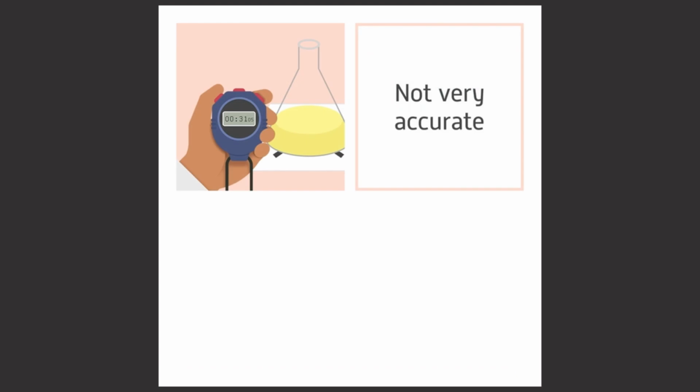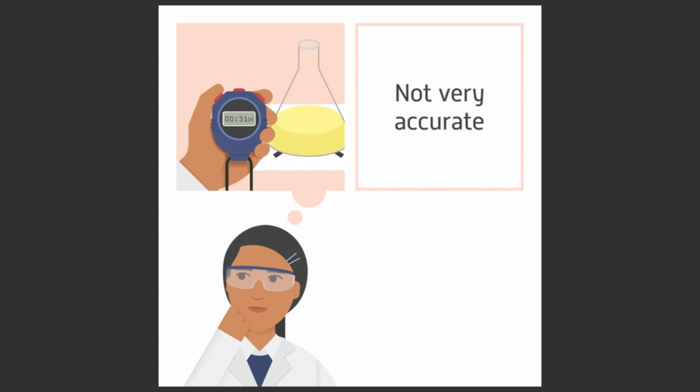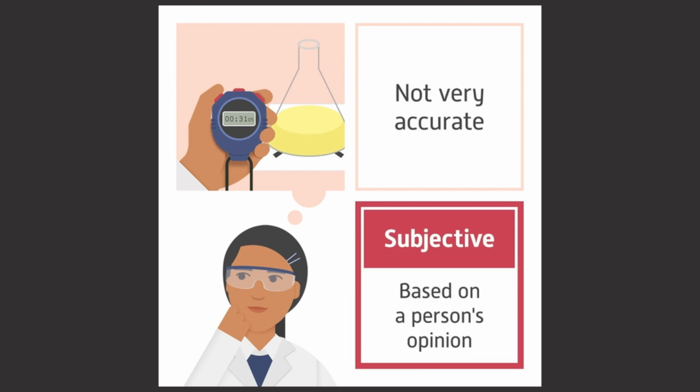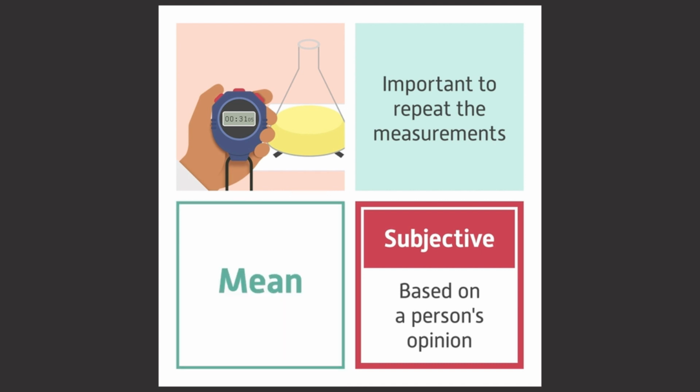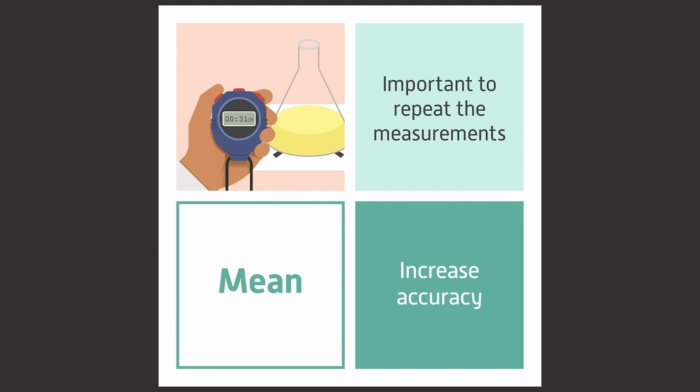However, the results from this method are not very accurate. Deciding when the cross is no longer visible is subjective. It is based on a person's opinion. This is why it is important to repeat the measurements. Repeating the measurements and calculating a mean will increase your accuracy.